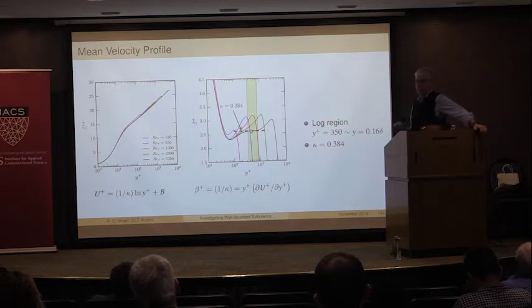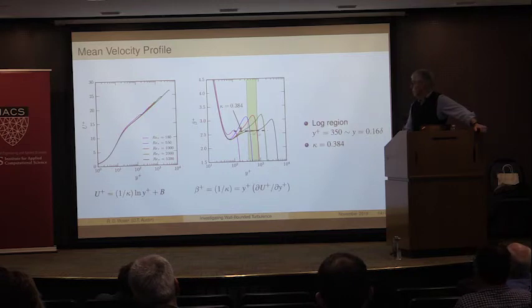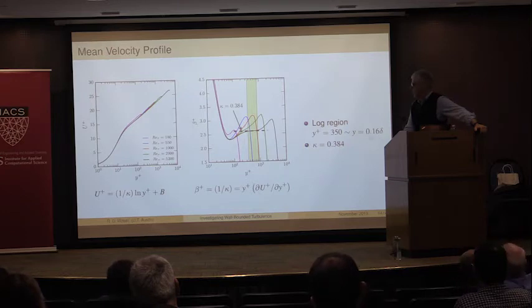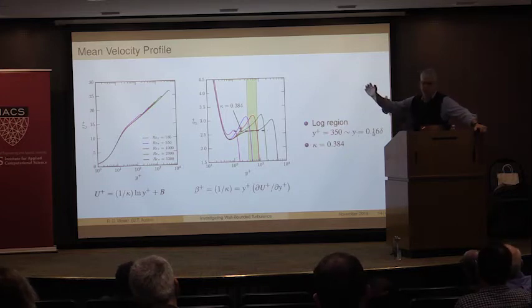Now, this was by no means guaranteed. This is an asymptotic result, asymptotic at infinite Reynolds number, so it's not guaranteed that we're going to see a flat region at finite Reynolds number. But I was somewhat surprised to actually see it, and it does appear to be a very good approximation, over a region from y plus of about 350 to y over delta of about 0.16. That range, this is how you should measure the range, tells you why you don't see it at the lower Reynolds numbers, because at the lower Reynolds numbers, the upper bound is closer to the wall than the lower bound.